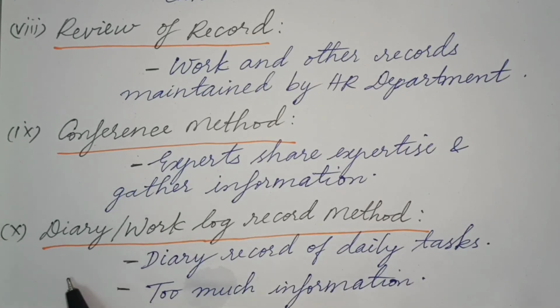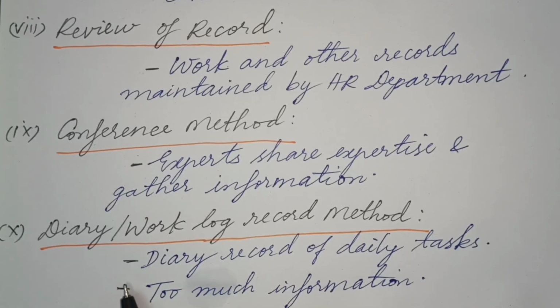The next one is diary or work log record method. In this case, each employee will be given a diary or a logbook where they'll have to record everything that they've done in the day. For example, the tasks that they've done, the jobs that they've finished, etc. But the problem with this method is that there'll be a lot of irrelevant information when compared to the other methods, because these employees may write a lot of information that is not needed for the analysis. So it will take a lot of time to filter out the needed information and come to the required result.